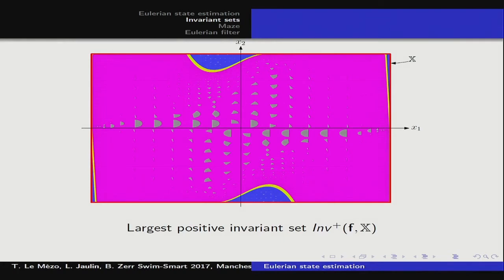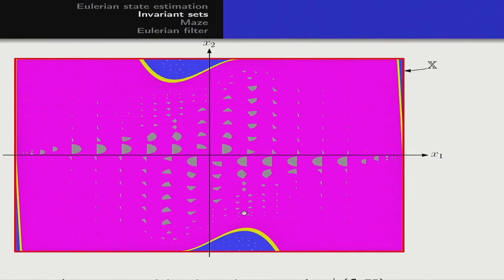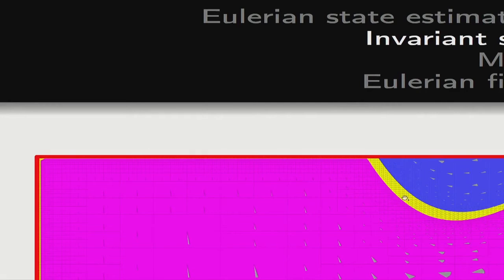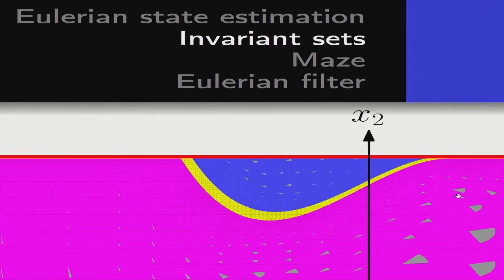Here, in gray, you have some approximation of the cone representing the uncertainty of the vector field. So I will try to zoom. So you can understand, if I zoom here, on the blue area, when I am on the blue area, if I follow the vector field, I will go out of the initial box. If I am in the magenta, I will stay in the magenta forever, and the yellow corresponds to the uncertainty layer. Okay. So this can be computed quite fast, in, let's say, 1 second.